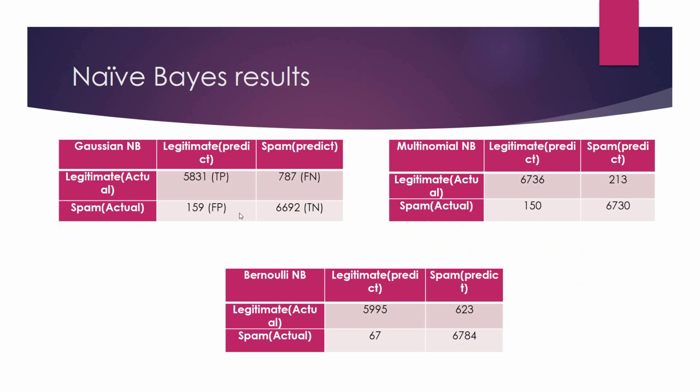I have trained three classifiers in naive-Bayes. They are Gaussian naive-Bayes, multinomial naive-Bayes, and Bernoulli naive-Bayes. To give a short note about these classifiers: Gaussian naive-Bayes considers the features to be in normal distribution, which is not the same in our case. The features may not be in normal distribution, whereas the multinomial naive-Bayes classifier is used in text classification problems.